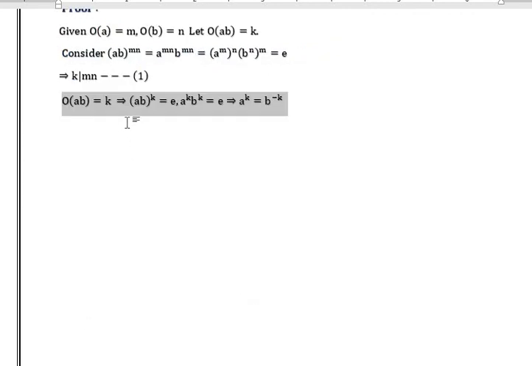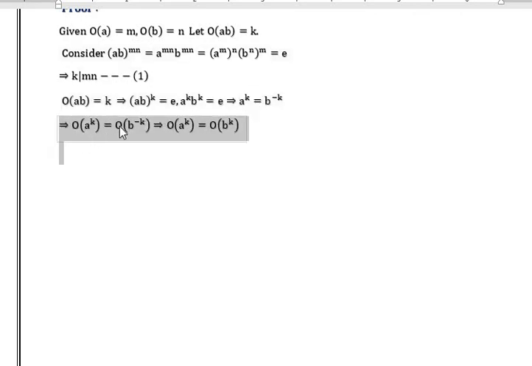Now order of AB is equal to k implies AB to the power of k is equal to e, by the definition of order of an element. AB to the power of k is a power of k into b power of k, that is equal to e, which implies a power of k is equal to b power of minus k, since the product of two elements being equal to e means one is the inverse of the other. This implies order of a power of k is equal to order of b power of minus k, and that implies order of a power of k is equal to order of b power of k.